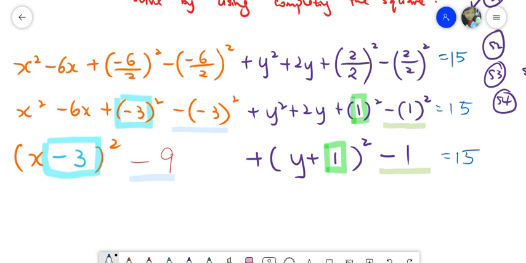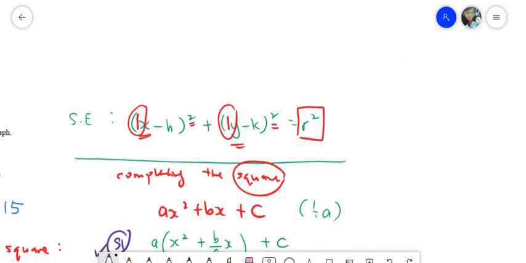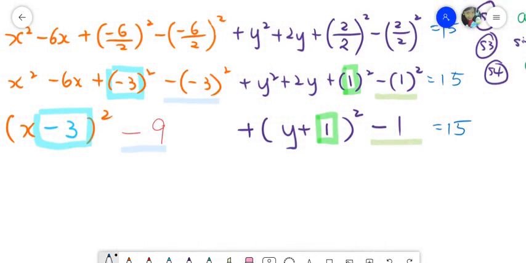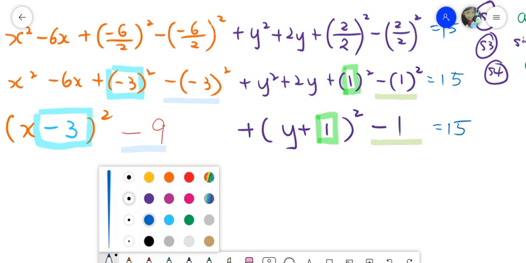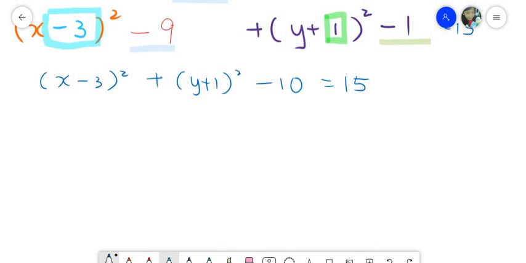Obviously you have a 2 big bracket already, one with x, one with y. So what's your standard equation? Your numbers is everything on the right hand side. So simplify it. You have negative 9, negative 1, so you have negative 10. So continue. You have x minus 3 square, add up with y plus 1 square, minus 10 equal to 15. Okay, so simplify it.